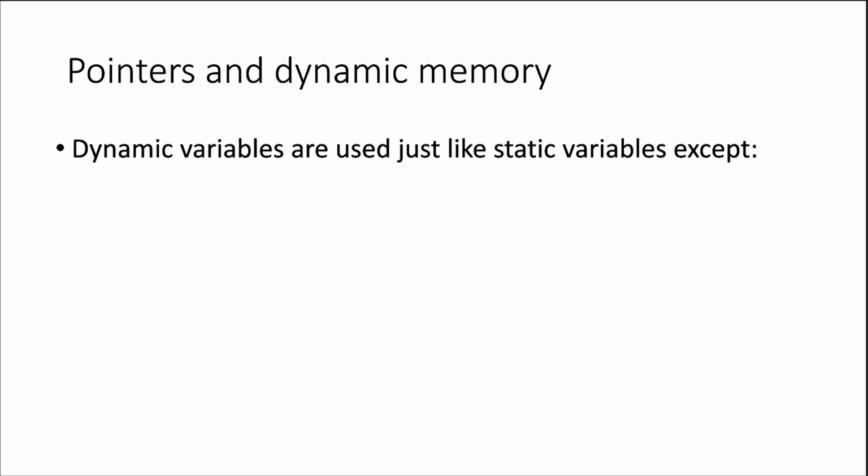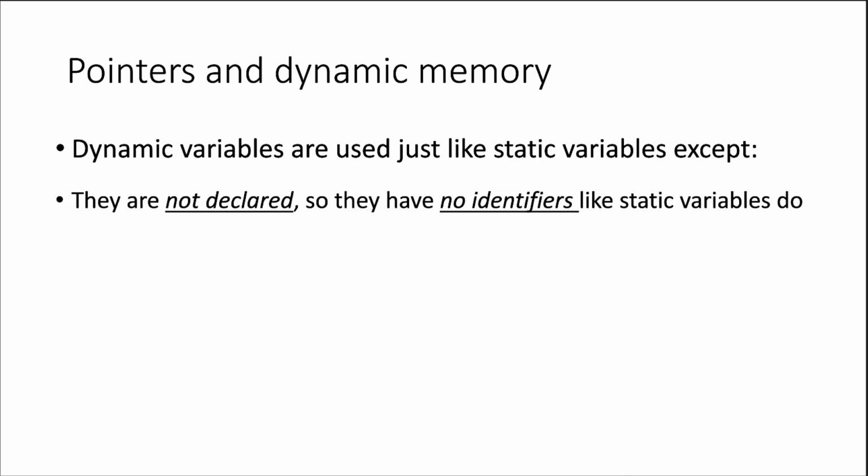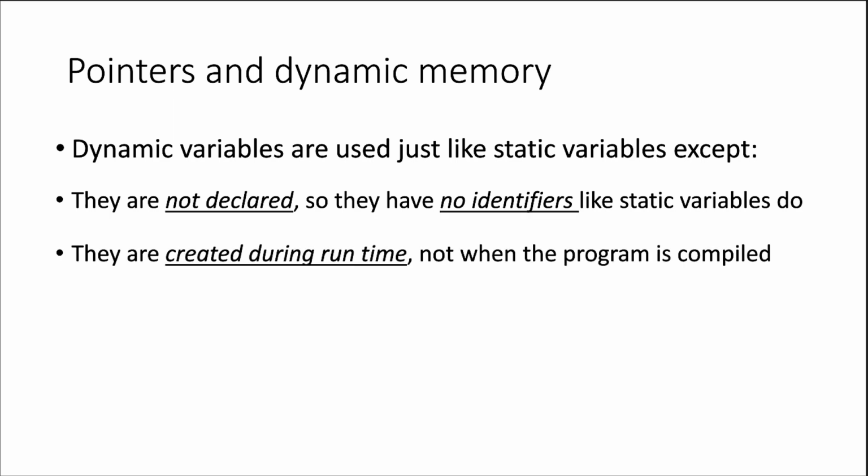So this first point: dynamic variables are used just like static variables, except that they are not declared and therefore have no identifiers. So there is no variable name. They are not declared explicitly at compile time. They are created during runtime and not when the program is compiled. So this is the difference.